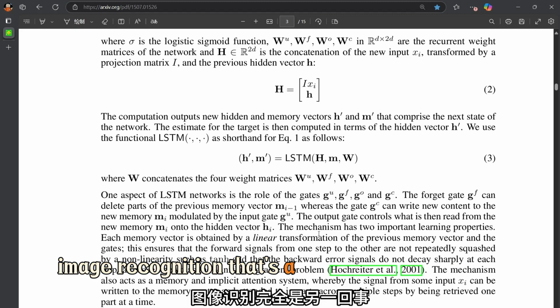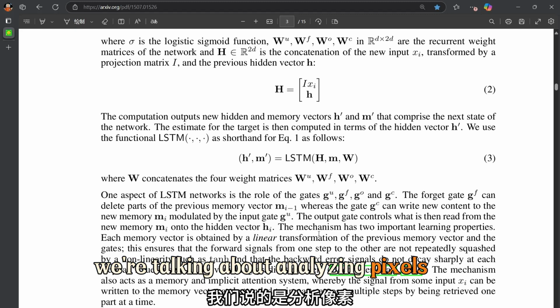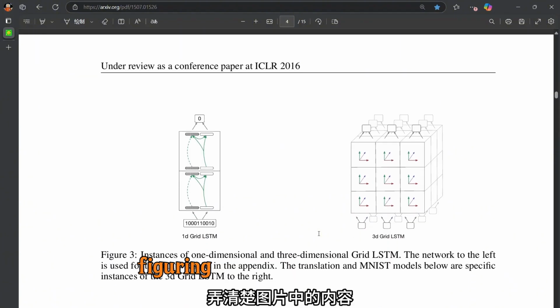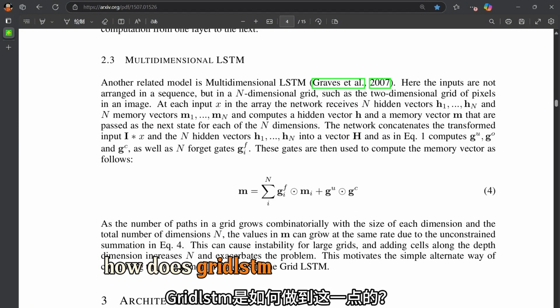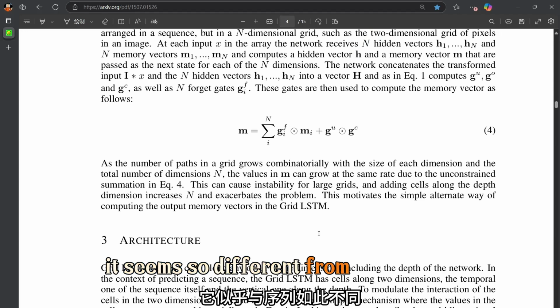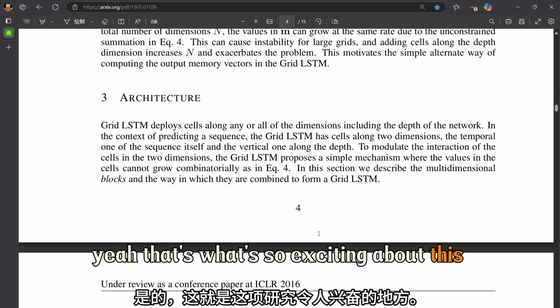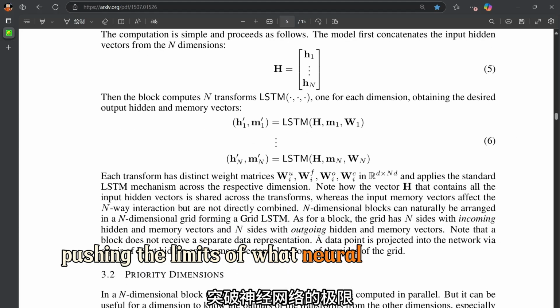Image recognition. That's a whole other ballgame. We're talking about analyzing pixels and edges and shapes, figuring out what's in a picture. How does Grid LSTM even approach that? It seems so different from sequences. Yeah, that's what's so exciting about this research. They're really pushing the limits of what neural networks can do.